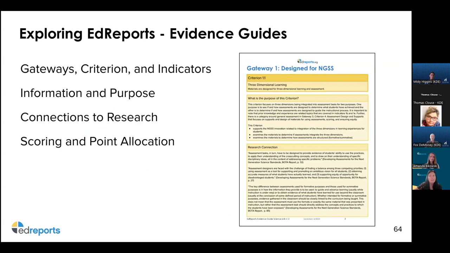We'll start with the evidence guides, which are essential when we evaluate materials. These guides include information on our gateway system, the criteria, and the indicators that are used, as well as the purpose, the research, and the connections that support each indicator. They also cover the scoring system and how points are allocated. Review teams undergo extensive training on how to effectively and thoroughly use these evidence guides throughout a review. Each indicator in the guides is thoughtfully crafted to ensure that it reflects the highest quality in a set of science materials.